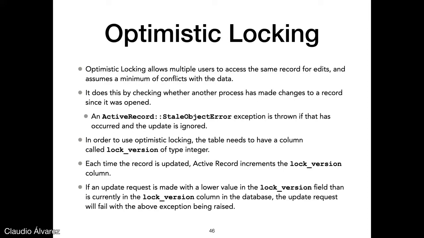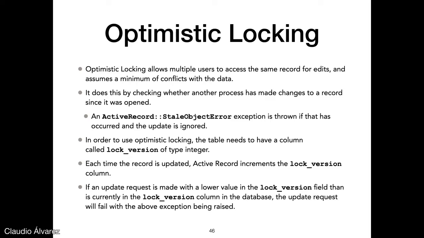So optimistic locking, I'll just talk about it briefly. The model has a special attribute, which is the lock version attribute. The lock version attribute is simply an integer number. So whenever the record is updated, Active Record will increment the lock version column, right? If an update is made with a lower value in lock version than the current lock version in the database, the update request will fail because there's a more recent update.